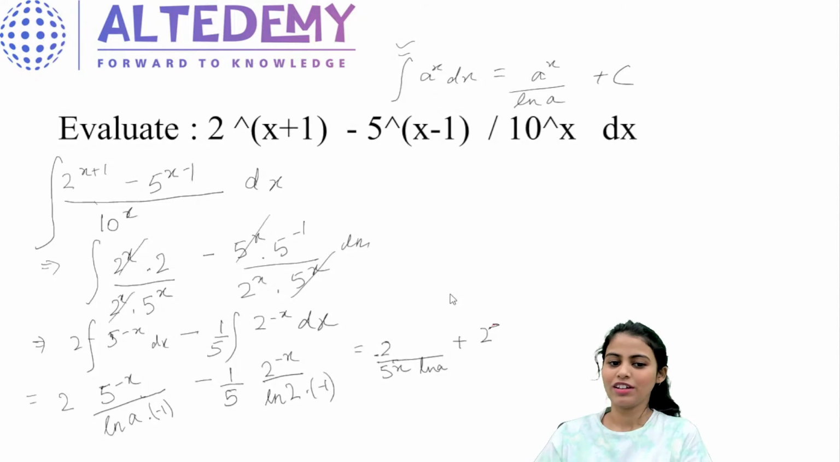So this will be 2 to the power minus x upon ln 2, right? All of you have understood. This is the answer. You just have to solve this: negative, negative, positive. We have solved the question.